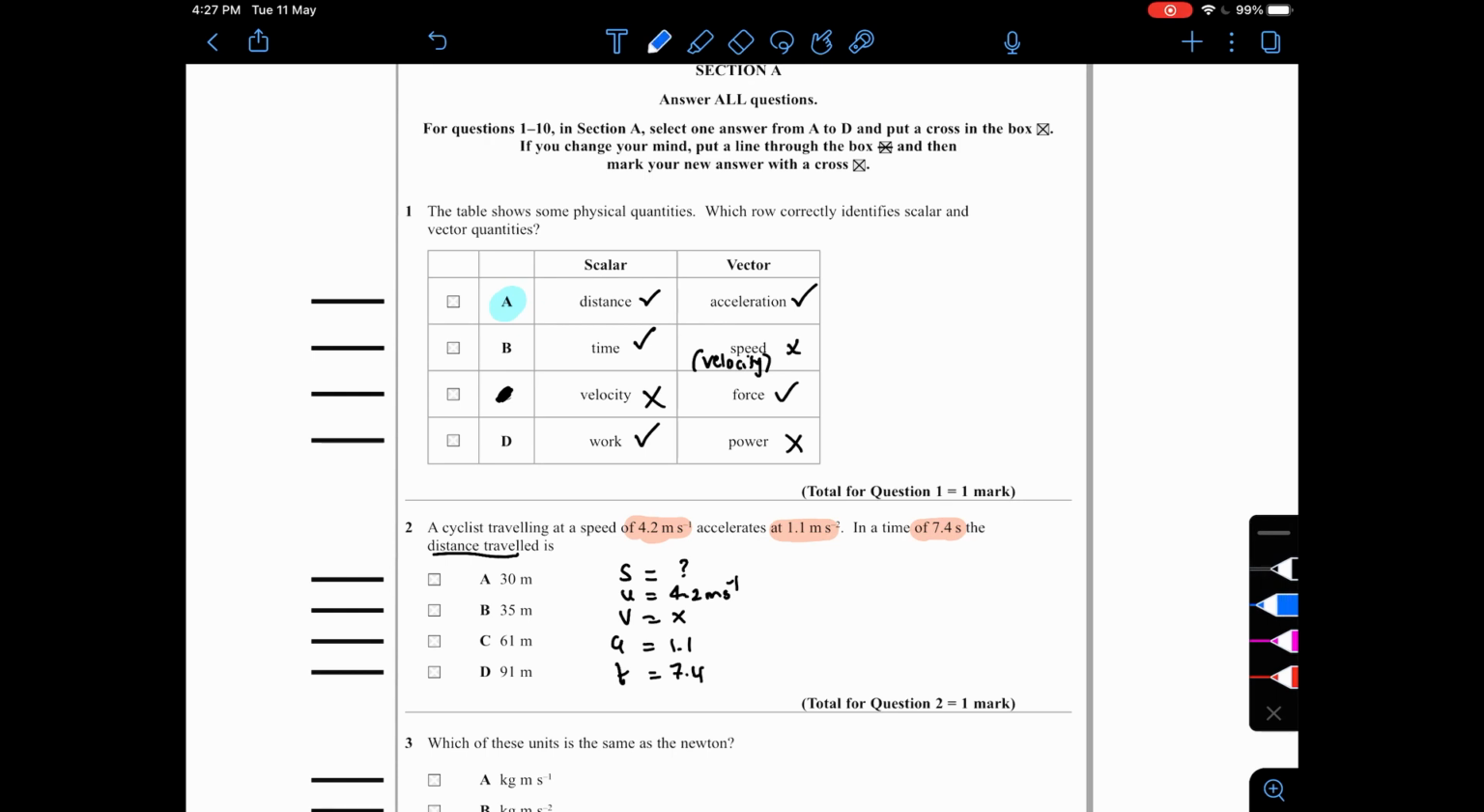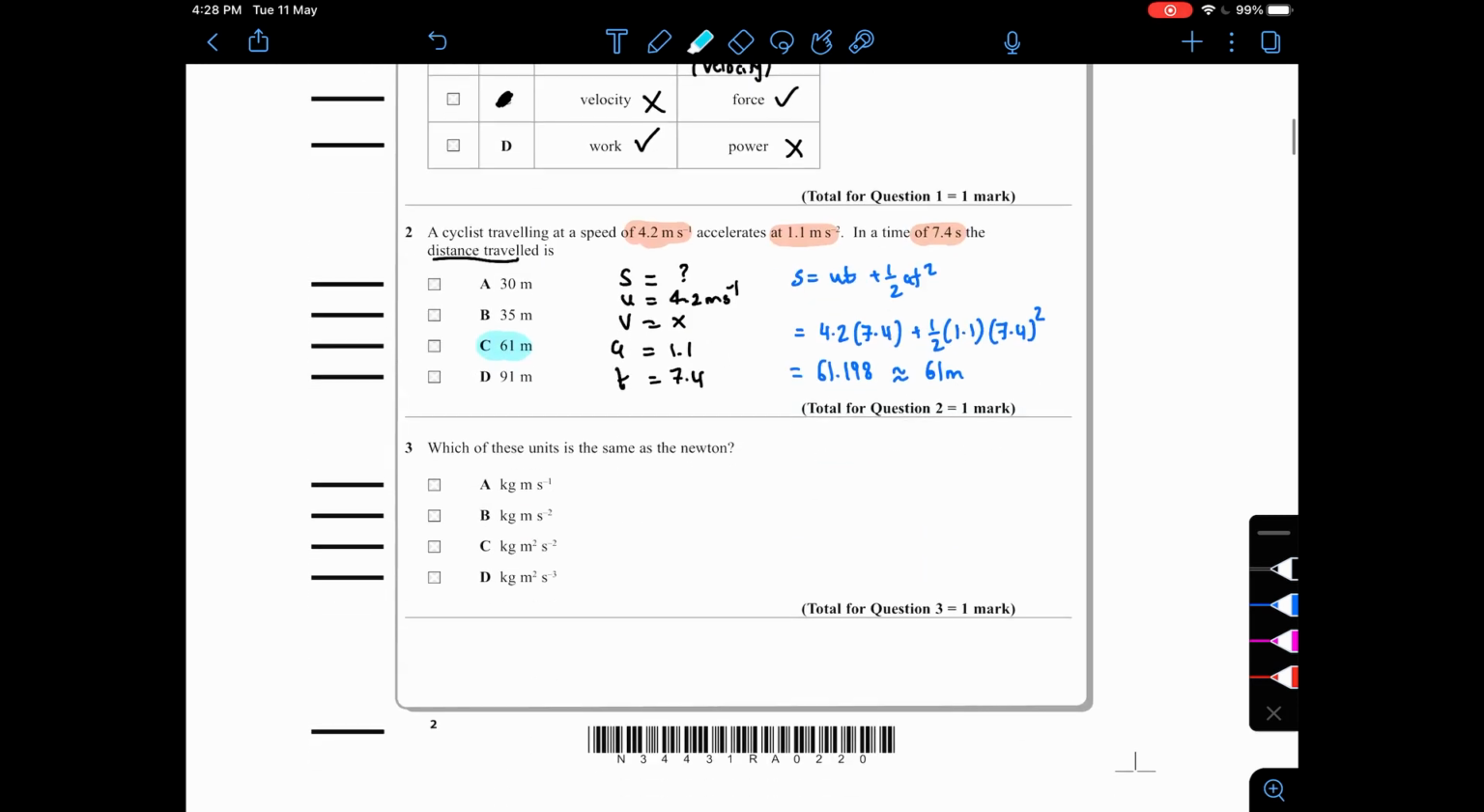So we want an equation that has S, U, A, and T. And that equation is S equals UT plus half AT squared. Now all we have to do is substitute our U and T and A. So that would be 4.2 times 7.4 plus a half times 1.1 times 7.4 squared. And that should give you 61.198, which we can round off to 61 meters to 2 sig fig. So by that calculation, we know the answer must be C.